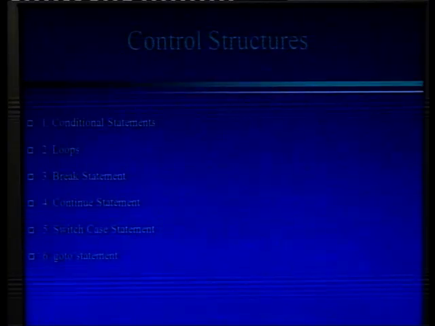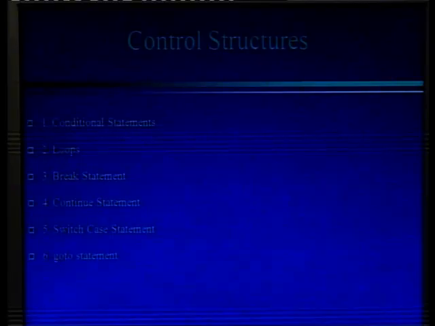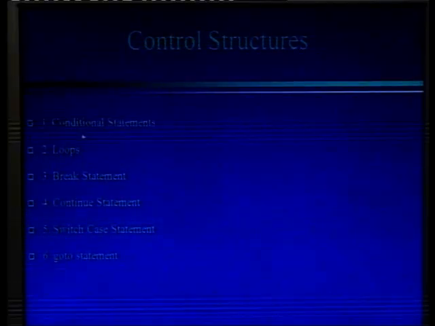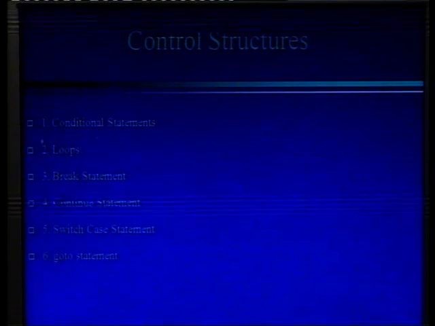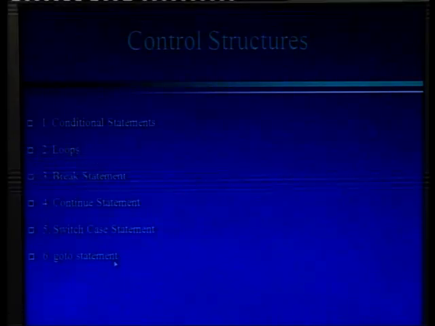Now next, in this program we have seen that the sequence of execution is one after another. First of all, the first statement is executed, then second, then third, and so on. There is no control structure in this. If you want to specify some control structure in a program, like a condition statement, loop, or anything else, you have to use a control structure. These are basically used to control the sequence of execution of a program. Different control structures are conditional statements, loops, break statement, continue statement, switch case statement, and goto statement.